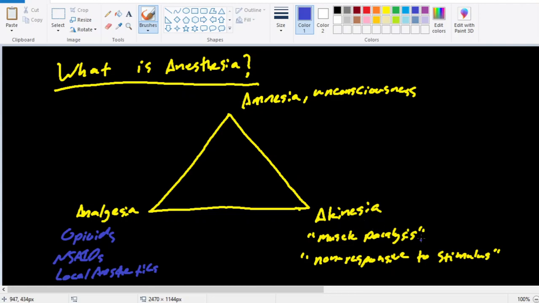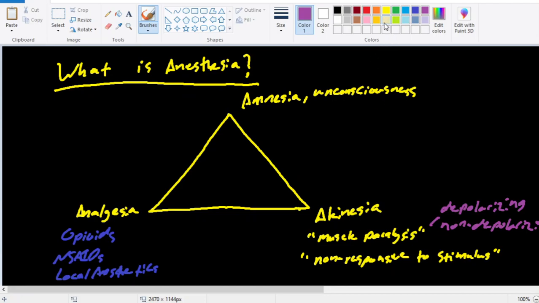Your akinesia, if you're thinking about completely paralyzing the patient or making their muscles totally relaxed, then that falls into the category of your depolarizing and your non-depolarizing neuromuscular blockers. And we'll get into the mechanisms and the types of medications that we use in another video.